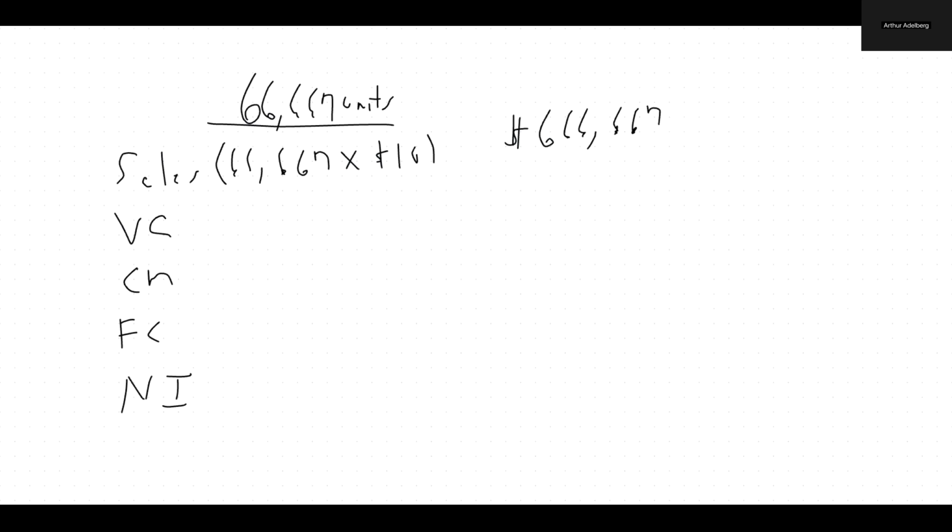And now the variable cost, 66,667 times $7 is how much? I don't have that number. Can you give me that number? So somebody multiply 66,667 times 7.